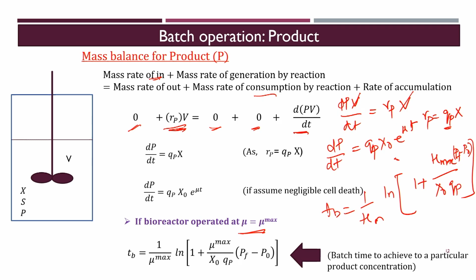So, this is very simple. We can calculate the batch time based on the substrate, biomass and product balance, and in all the cases the results will be comparable.